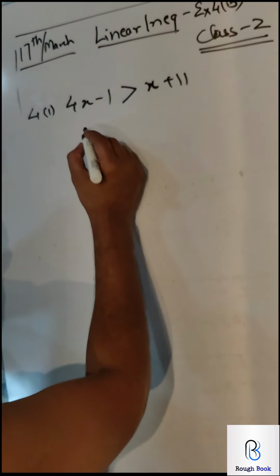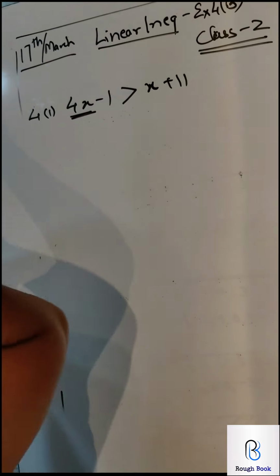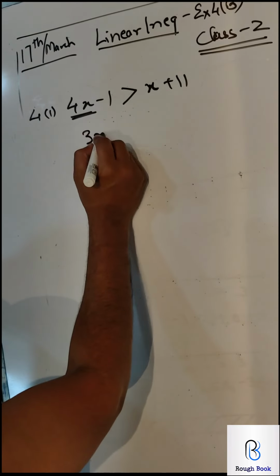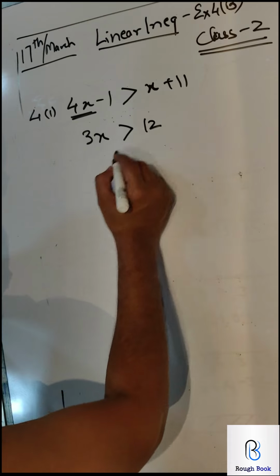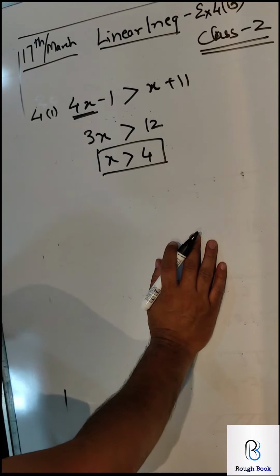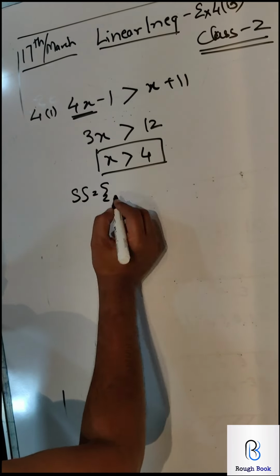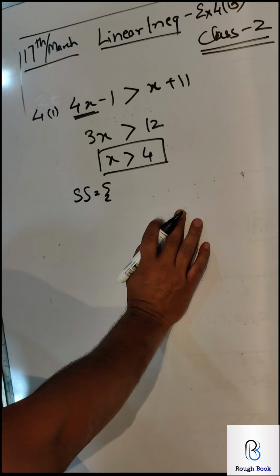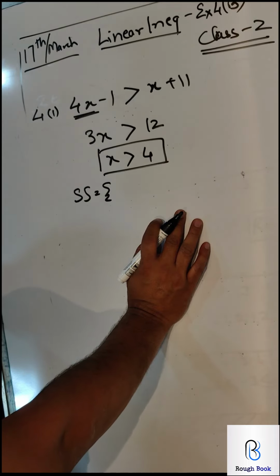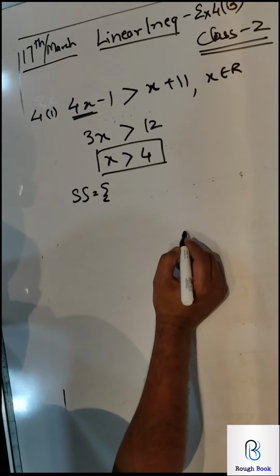So x goes on this side, so it reduces. Last time I taught you that x always has to be taken on the positive side. So this will be 3x greater than 12. So x greater than 4. So we get the first part, and then we need to write the solution set. Even if they don't ask, we compulsorily need to write it. So in this case they say represent the solution of each of the following inequalities on the real number line, and they have not mentioned anything, so we assume it to be R.